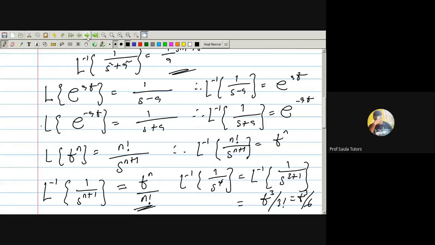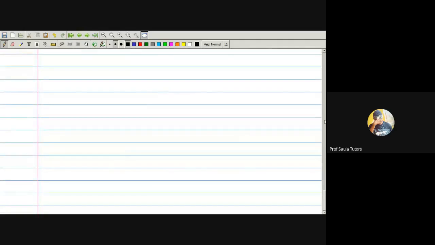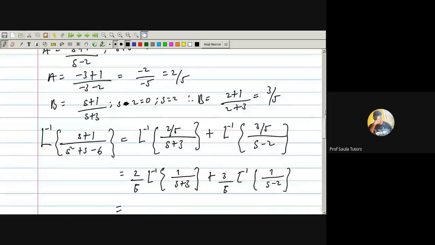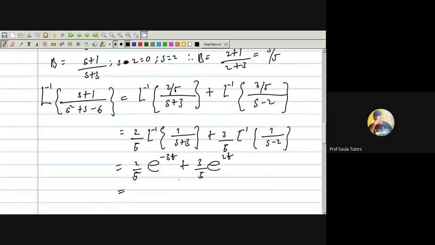Good. Let us now apply that same principle. So what do we have here? 2 over 5 times exponential minus 3t. Plus 3 over 5 times exponential 2t. And remember that 1 over 5 is common to both of them, so I can take the 1 over 5 out: 1 over 5 times 2 exponential minus 3t plus 3 exponential 2t. Done.